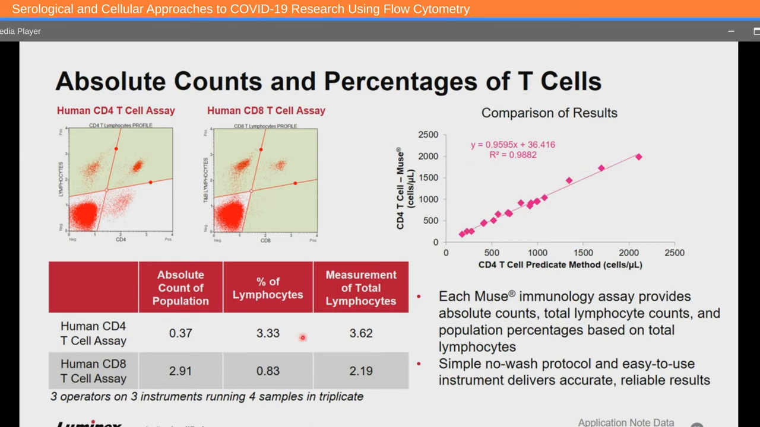We've also looked at precision on these assays. Here are results from looking at 3 operators on 3 instruments running 4 samples in triplicates. And as we look at the percent CVs in these measurements, we see typically that we obtain a percent CV of less than 10% for a lot of these studies. Thus, the simple no-wash protocol and easy-to-use instrument with microcapillary cytometry can really enable one to quickly obtain enumeration information on T and B cell populations.